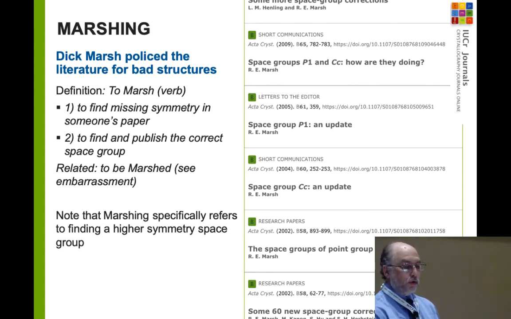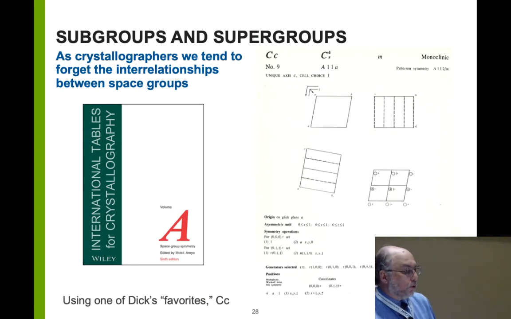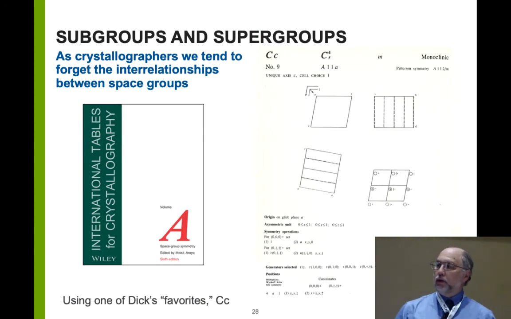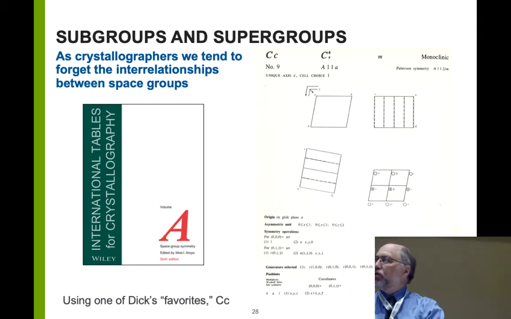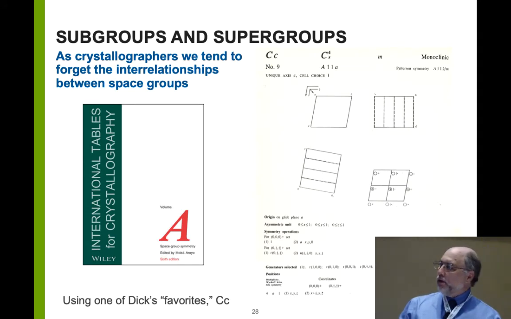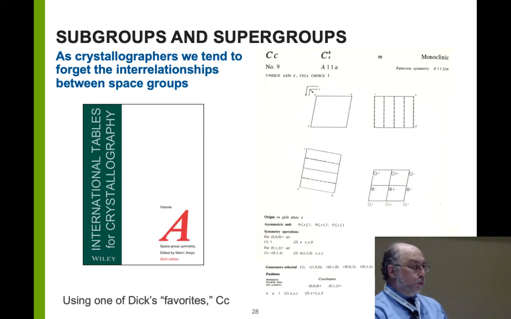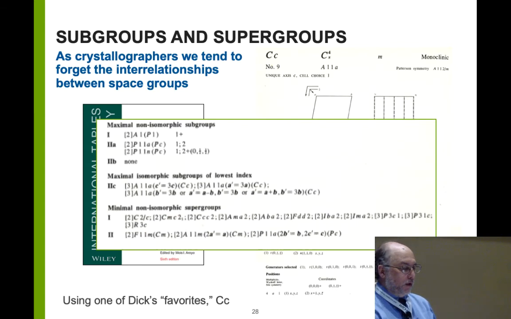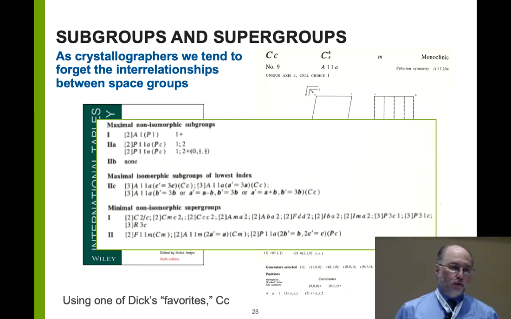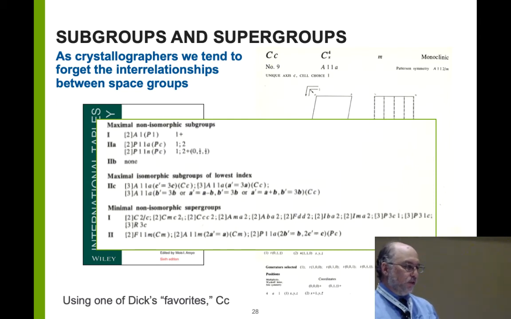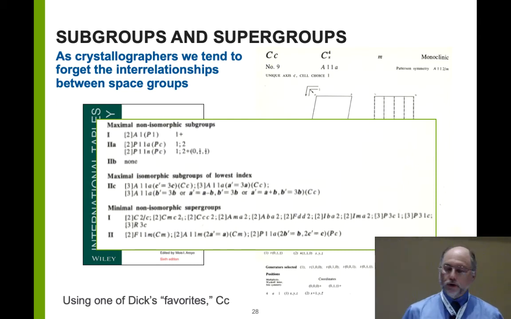And that brings me to the concept of subgroups and supergroups. As crystallographers, we tend to think of space groups as these entities, okay? This is CC, actually it's AA, but by accident, but anyway. And that's what we need to know about the symmetry of that space group. What we don't often think about is that space groups are really in families. And I will bet that a lot of people don't bother looking at that section of the International Tables, which tells us how space groups are interrelated.